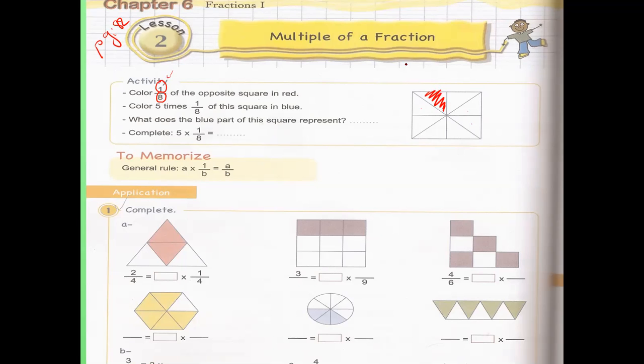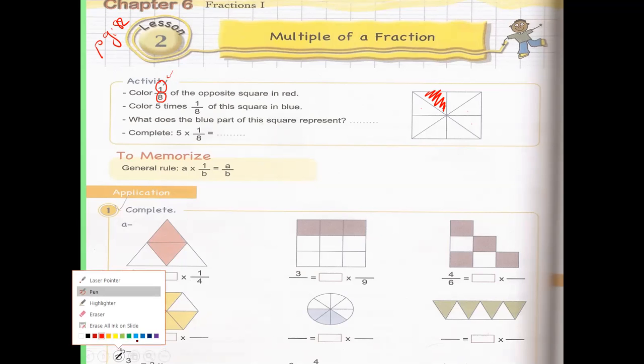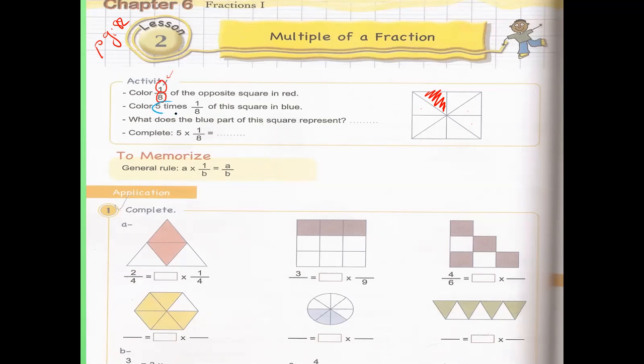Okay? Now, color 5 times. When I say color 5 times 1 out of 8, from this fraction, 1 out of 8, I will color it 5 times. So, I colored 1 part out of 8. Now I will color 5 times from this one. So, I will color 1 again, 2, 3, 4, and 5. Okay? So, we will color 5 parts from this. So, 1, 2, 3, 4, 5, in blue. I colored it in blue.